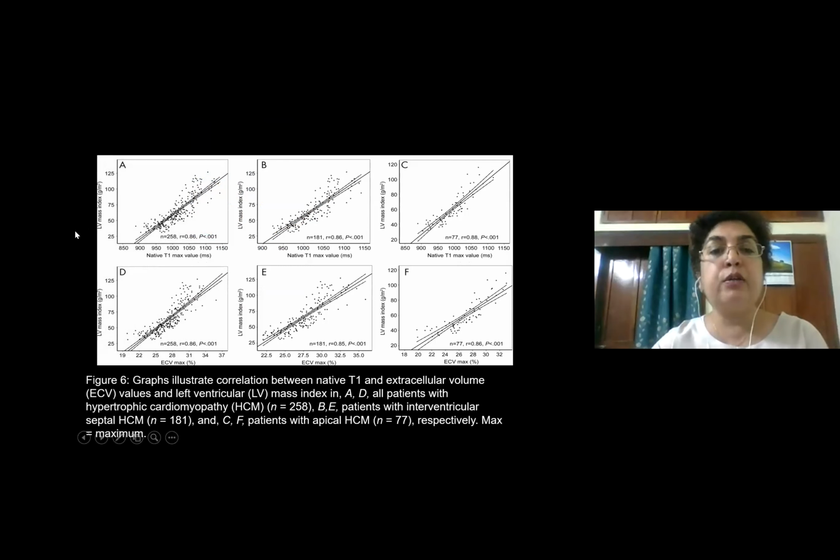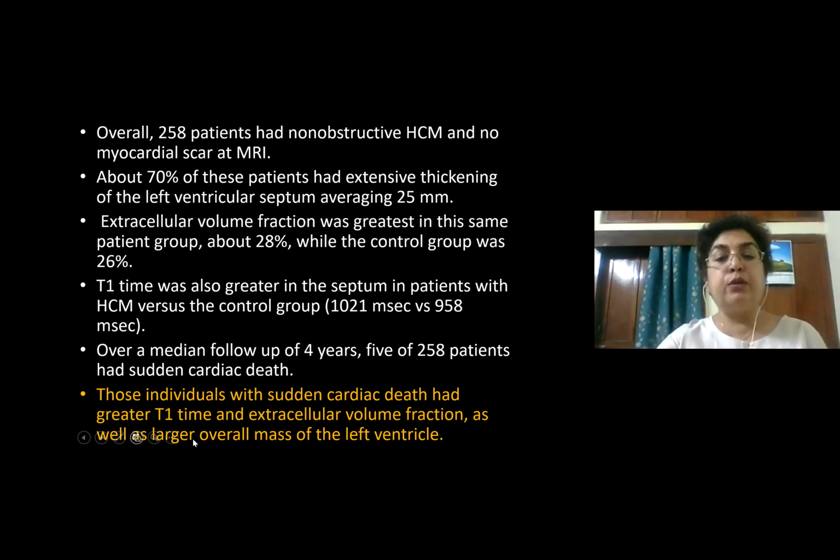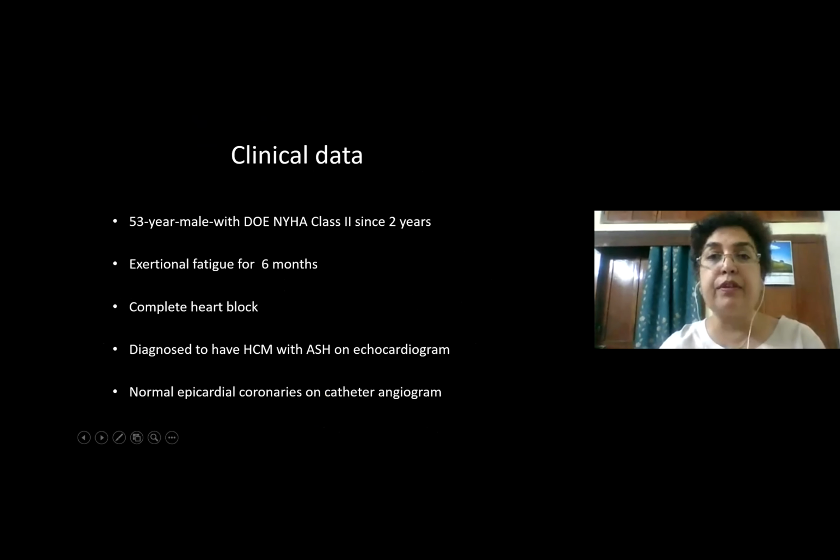So there was very good correlation between the native T1, ECV, as opposed to the LV mass index. So those individuals with sudden cardiac death had greater T1 time and ECV fraction, as well as larger overall mass of the left ventricle. So let's see a case that we had in our hospital.